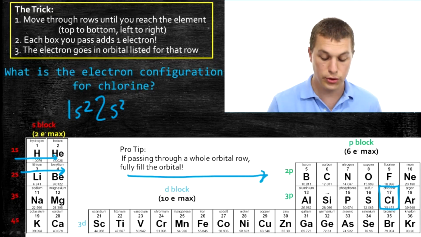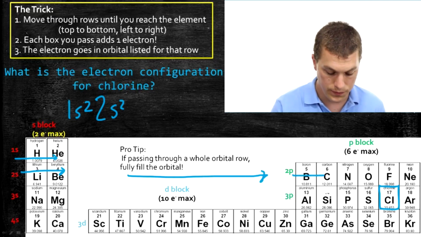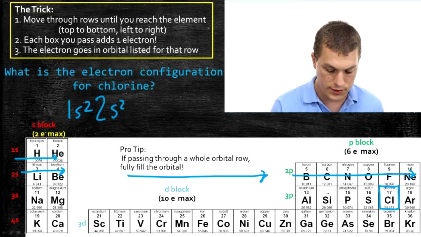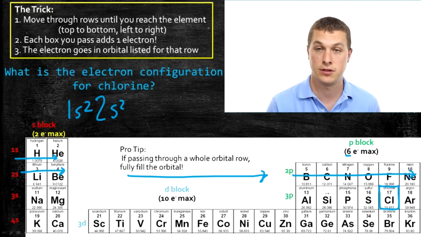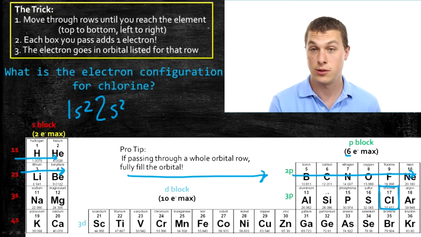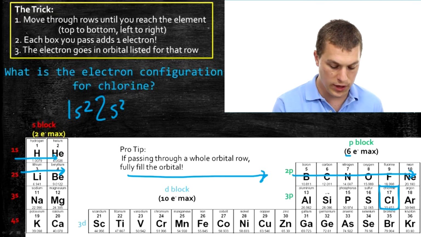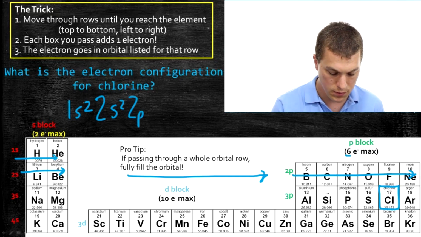And we're going to go all the way through the 2p, because our chlorine isn't until the next row. And so if we've gone all the way through the 2p, how many electrons do we have there? Well, 6, because that's the maximum number of electrons that can fit in a p orbital. It's also the number of boxes if we go from boron to neon. So that means we have 2p6, 6 up high for the number of electrons.